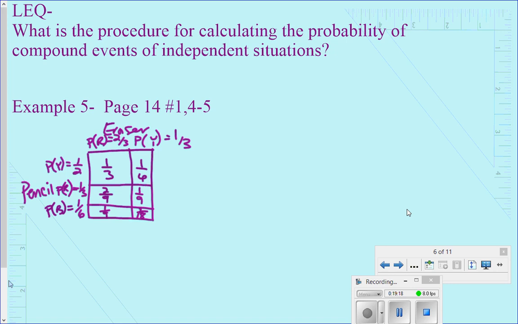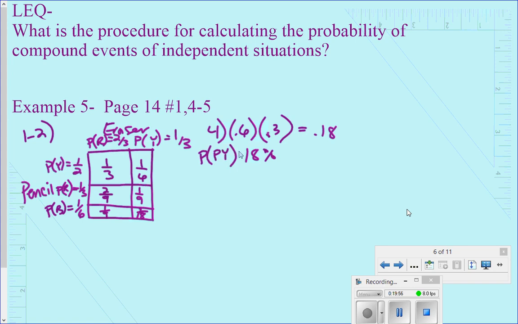Problem 4 is dealing with 2 jelly bean jars. And it says we're taking 1 bean from each jar. What is the probability you get a purple and a yellow? Well, purple is 60% probability. And yellow, it says in the problem, is 30%. So when I multiply 0.6 times 0.3, I get 0.18. So the answer is 18% for the probability of purple, yellow.